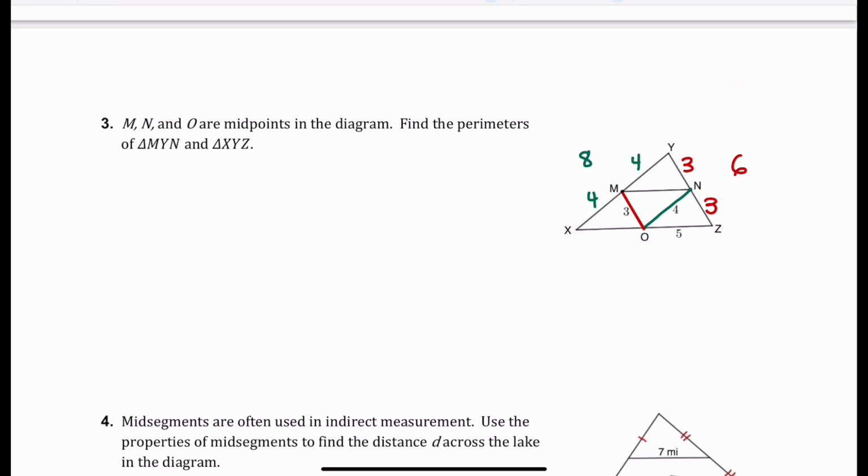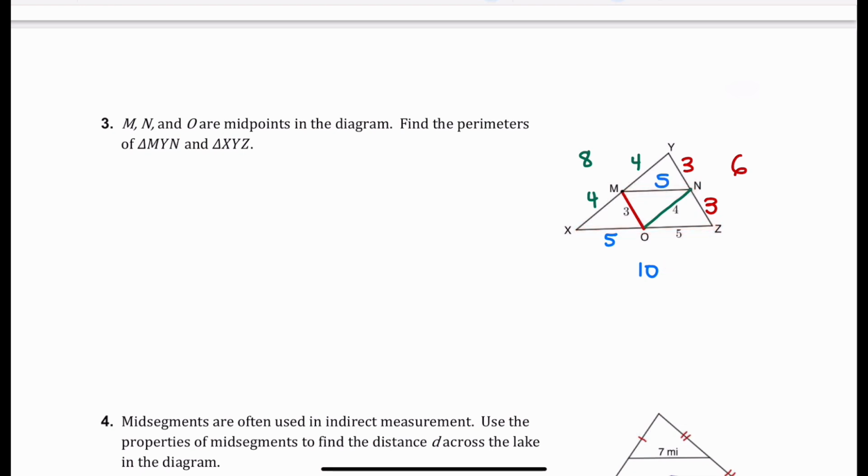Now, this last one's a little bit more confusing. We've got this 5 here. O is the midpoint, so XO is also going to be 5. Altogether, that is a length of 10. Now, the mid-segment is going to be exactly half of this piece, and it's going to be equal to these two pieces here. So if this whole length is 10, this MN is going to be 5.